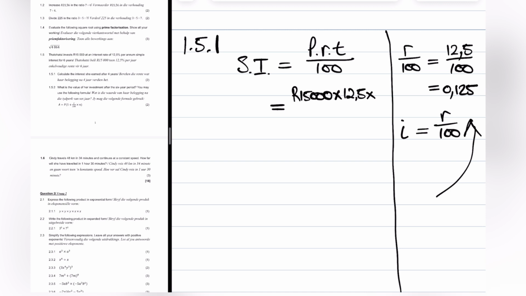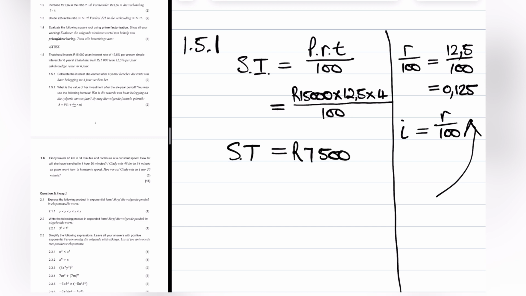Now, they are not asking what is the interest calculated over the entire period. They are asking for the interest earned after 4 years. So that will be multiplied by 4, which is the time. And this will all be divided by 100. So doing this on a calculator, if I take 15,000 multiplied by 12.5 and multiplied by 4, and then dividing by 100, I get an answer of 7,500 Rand.